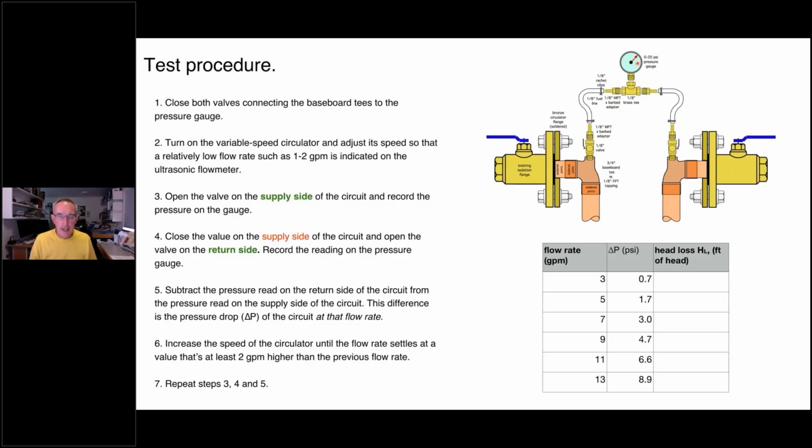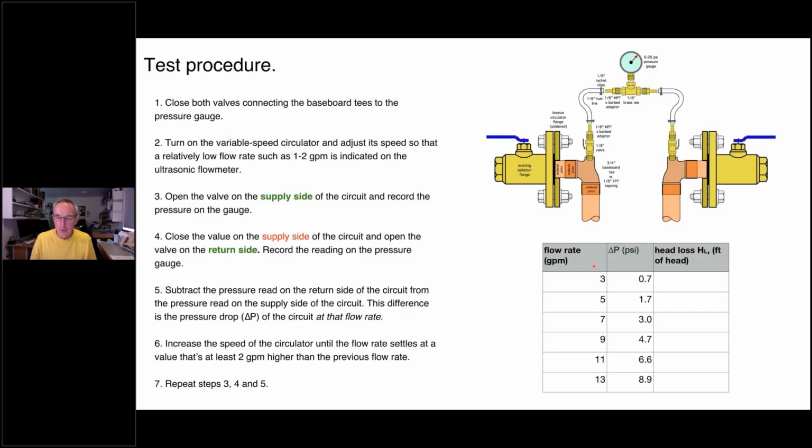Okay. And we're going to record that. We'll just write it down. All right. Next step, close this one off, open this one up. Now we're going to get the dynamic pressure on the return side of the circuit. So we're getting two separate pressures and we're going to subtract the lower one from the higher one. And that's what we call our delta P, or pressure differential.